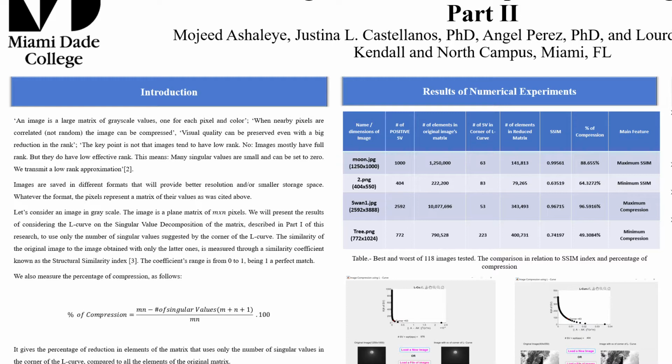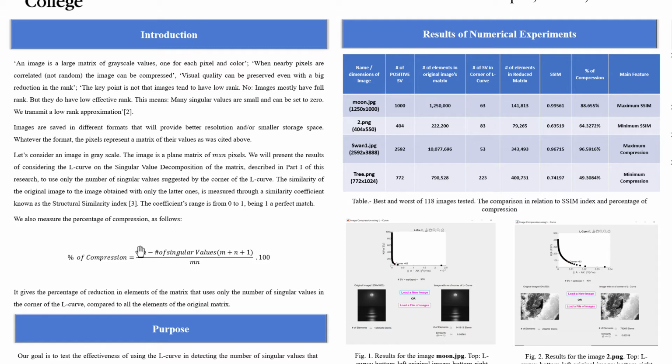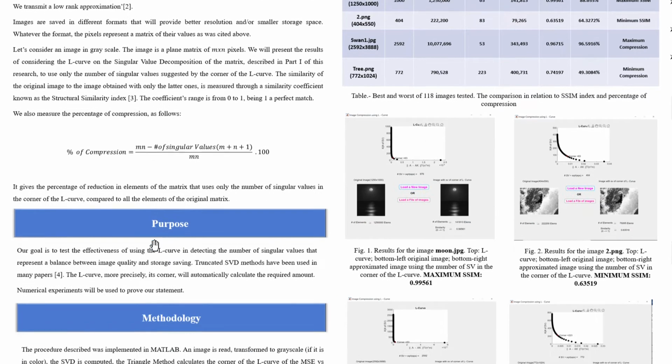In conjunction with working with singular value decomposition, the similarity of the original image in comparison to compressed images was tested using a similarity coefficient known as structural similarity index. And this coefficient ranges from a value of 0 to 1, with 1 being a perfect match. In addition, the percent compression was also looked at, and this looks at the number of singular values in the corner of the L curve, which is what we seek to use in the compression of images.